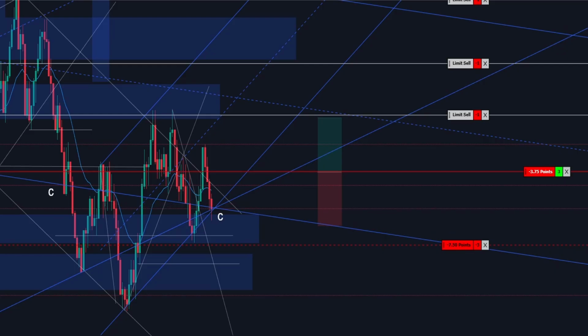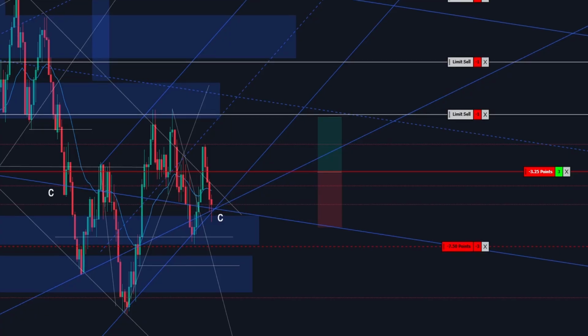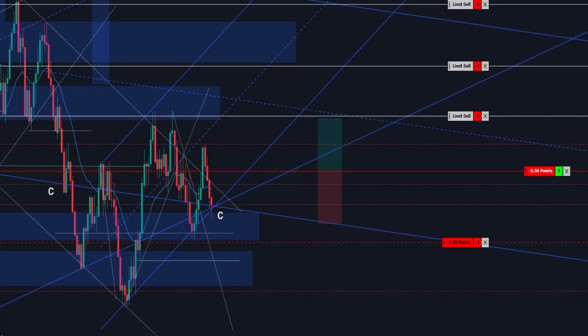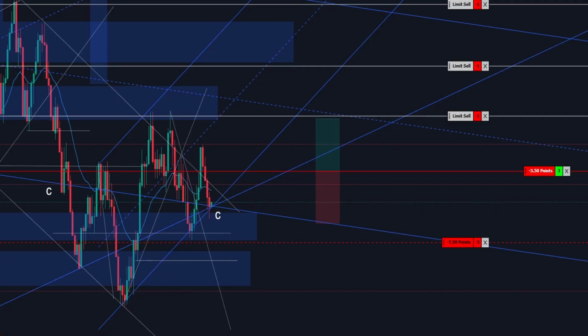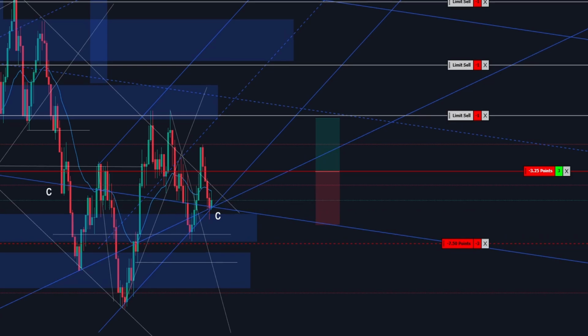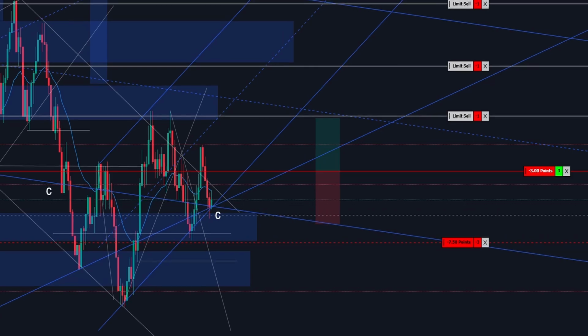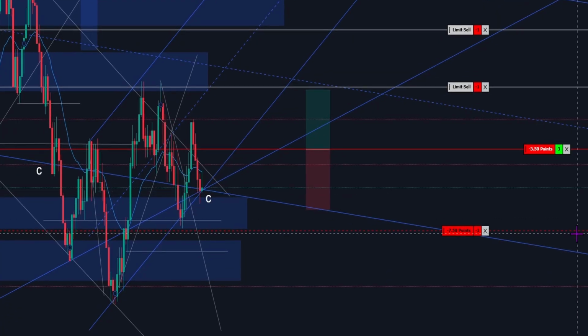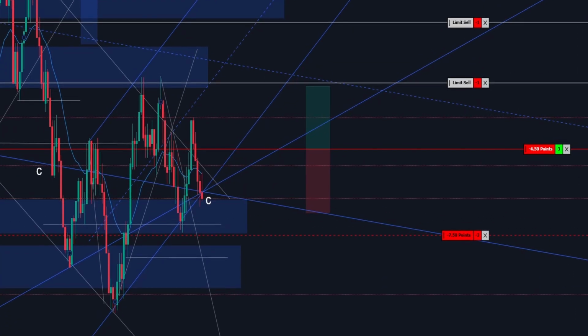Yes, that's the reaction. A little bit stronger, please. Exactly. Stronger, please. You need a reaction here. So we need a strong candle now. Oh, that's not good. No, that's not what we want to see.